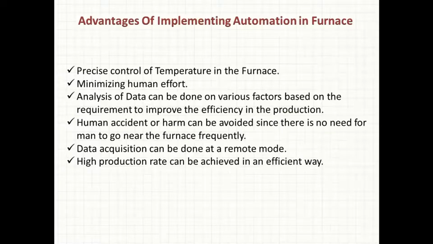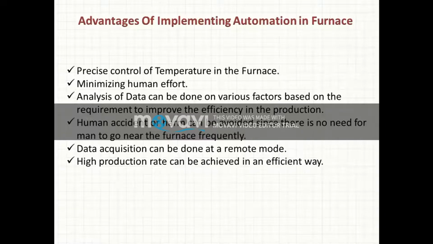So as I said before, data acquisition can be done in a remote mode. Then a high production rate can be achieved in an efficient way. By analyzing the data, you can very well analyze the corrections that have to be made to improve the production quality as well.